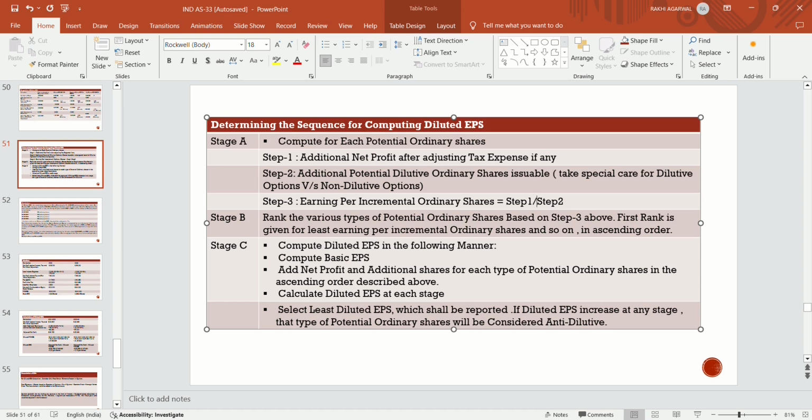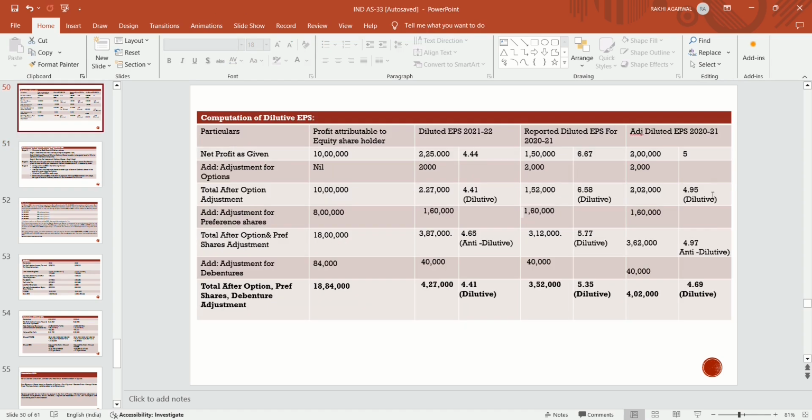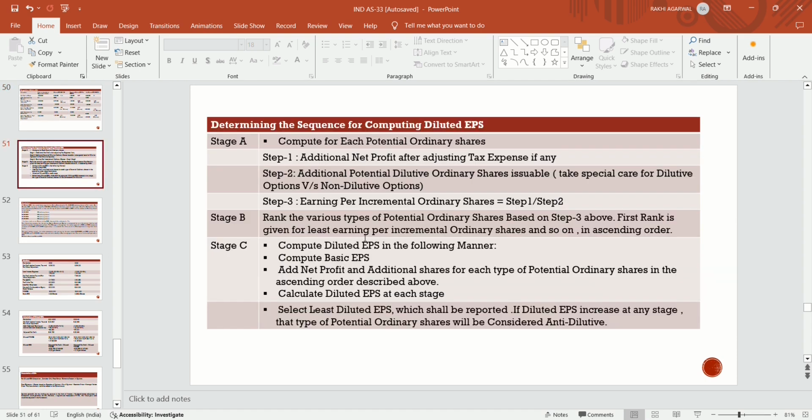If it is in increasing EPS, like in this case, from 4.95 it increases to 4.97, so it becomes anti-dilutive. And from 4.97 it decreased to 4.69, so it becomes dilutive. So if it is in decreasing nature, then it is dilutive. If it is in increasing nature, then it will be anti-dilutive.